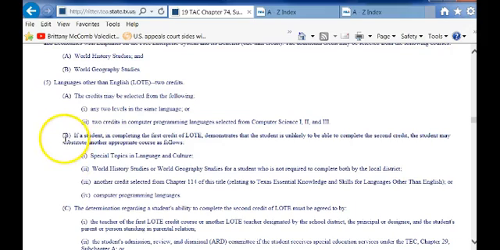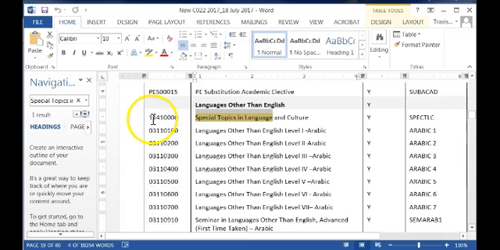Now, if a student in completing the first credit of LOTE demonstrates they're unlikely or unable to complete the second credit, they may use special topics in language. And that course is going to be annotated as 1141-0000, special topics in language and culture. That's the class you would use to satisfy that requirement.